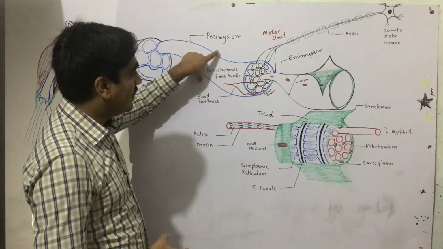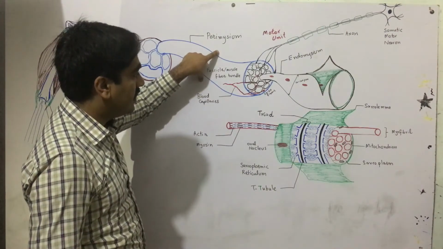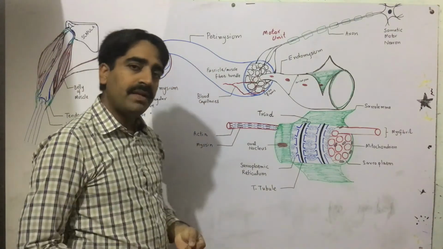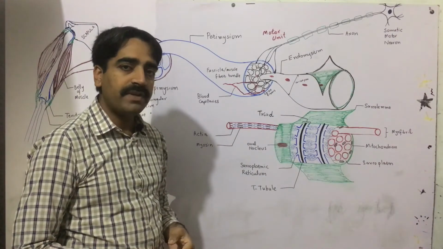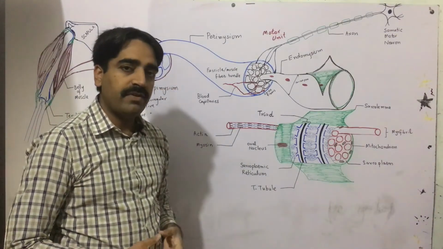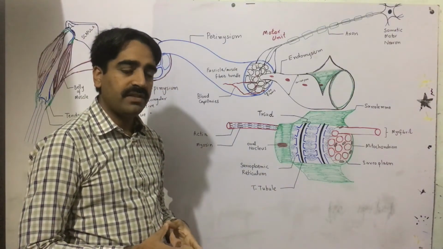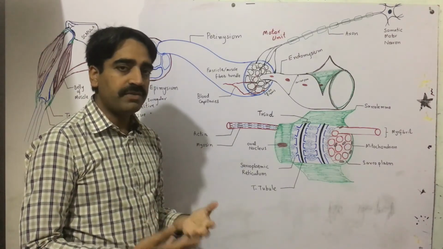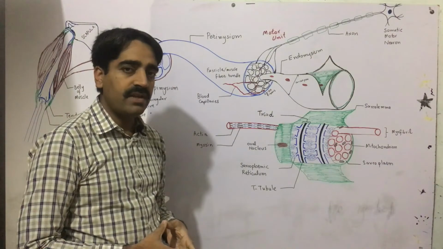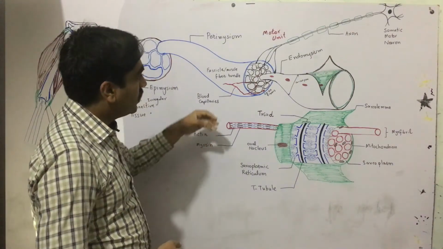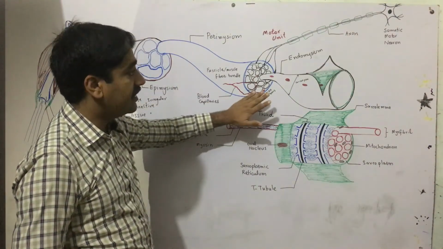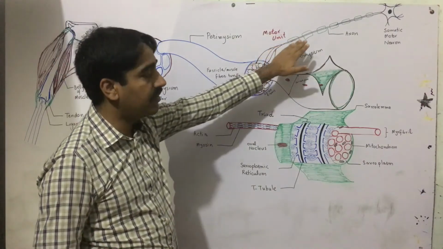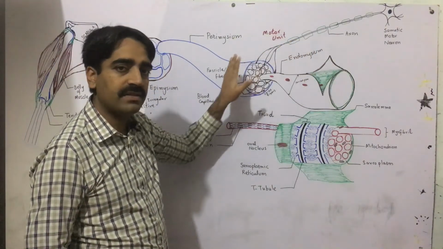And each fascicle, each muscle fiber bundle, is richly supplied with blood capillaries. The blood capillaries are for nourishment, for the supply of glucose, nutrients, and oxygen. It is also supplied with neurons, so the nerve supply is also present.